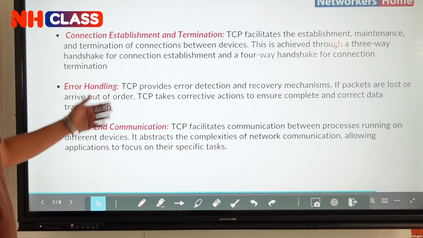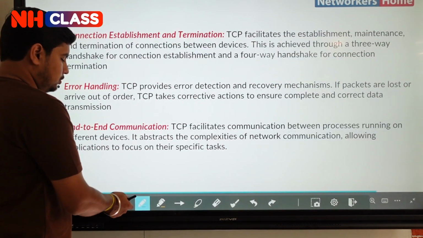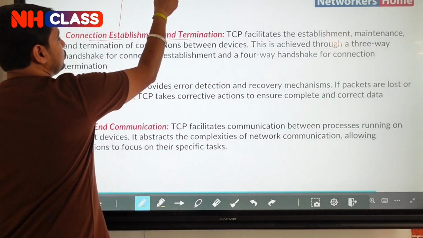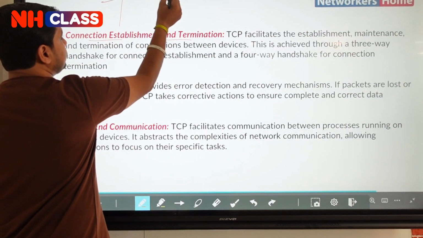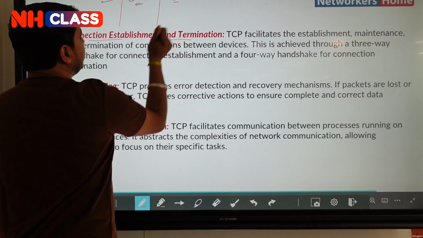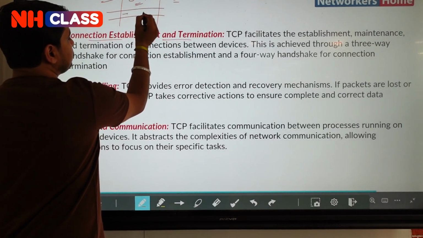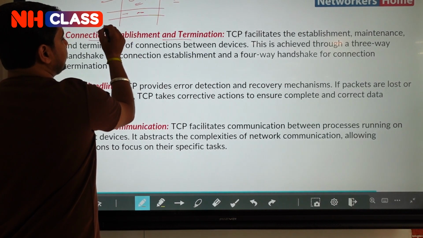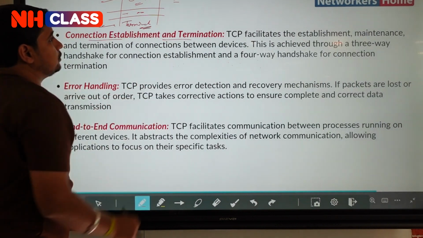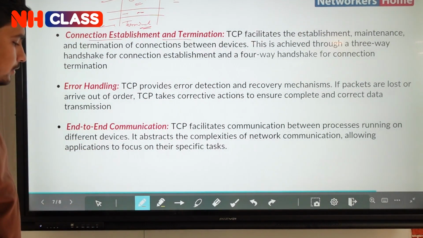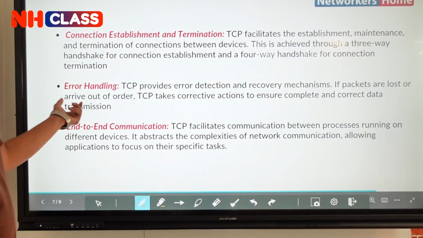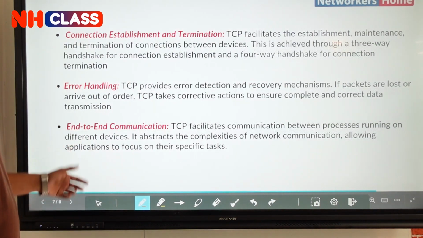So the next is connection establishment and termination. As you know, when we use TCP, first of all it always uses connection establishment. We have the 3-way and four-way handshake concept. After that there would be data transfer, and after that there would be connection termination here. This concept is supported only by TCP. So TCP supports connection establishment and termination mechanisms.